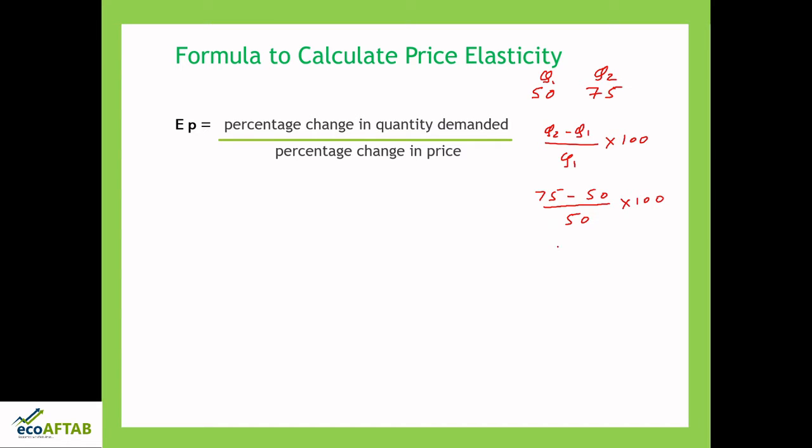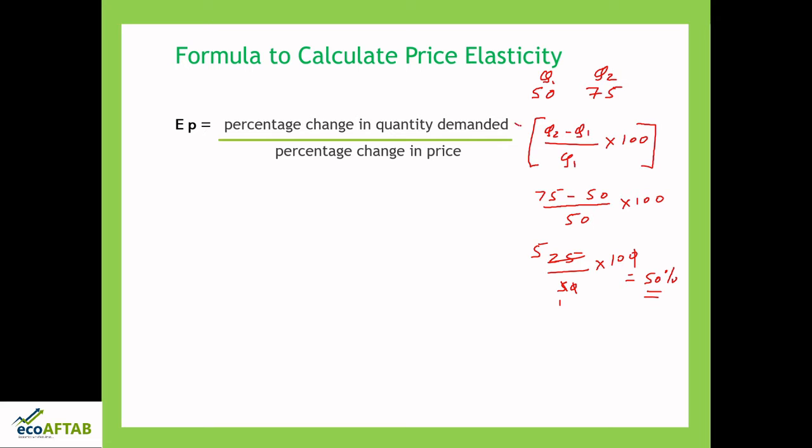So, 75 minus 50 is 25. 25 divided by 50 into 100. This 0 and this 0 get cancelled. 5 ones are 5, 5 twos are 10, so 5 into 50 is 50%. So, how much has the quantity demanded changed? It has changed by 50%. How did we get this 50%? With the help of this particular formula.